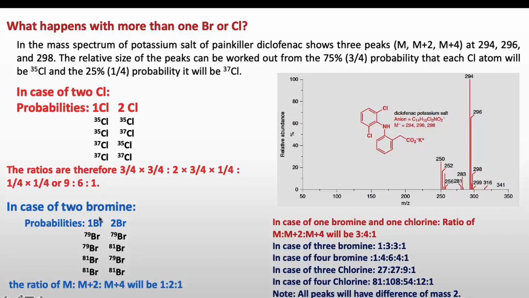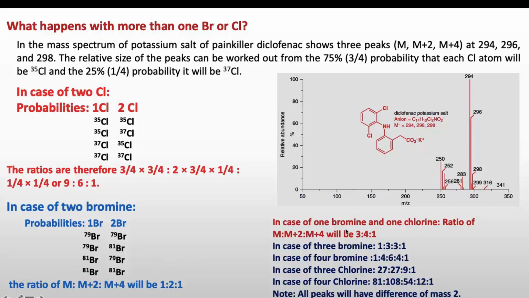Now in case of 2 bromine, both can be 79, or one can be 79 and the other 81, or 81 and 79, or both 81. So finally the ratio of M, M plus 2, M plus 4 will be 1:2:1. So in an easy way we can say in case of bromine, the intensity will follow the Pascal triangle.